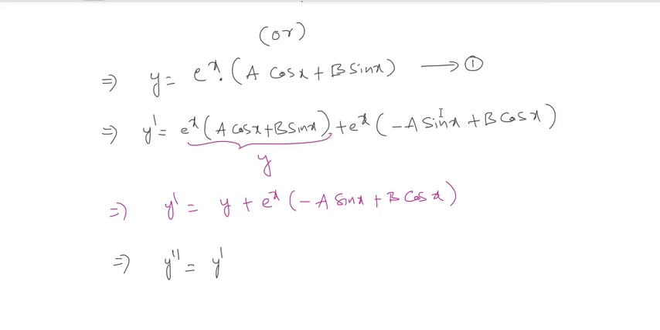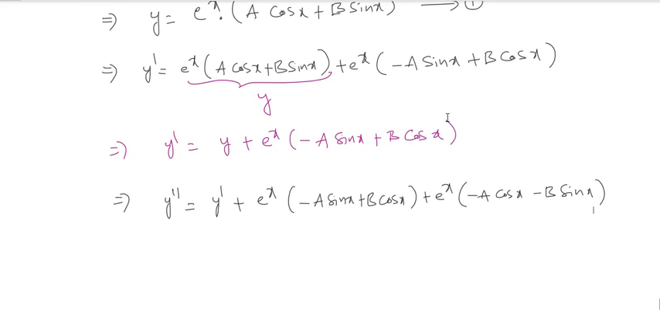For this you will have y dash plus, again the UV rule. The differentiation of e power x is e power x, times (minus a sin x plus b cos x), then e power x into (minus a cos x minus b sin x). Am I correct or not? Yes or no? So y dash plus e power x into (minus a sin x plus b cos x). If I take e power x as common, I'll have e power x into (minus a cos x minus b sin x).